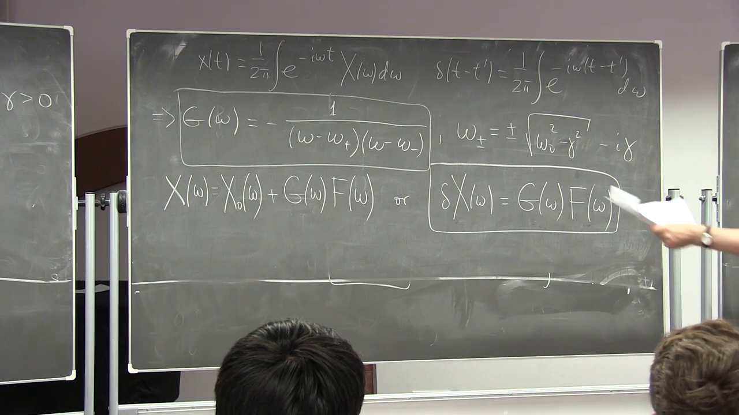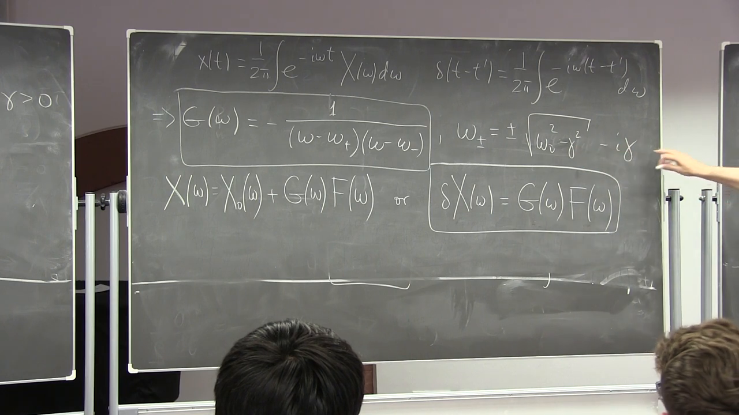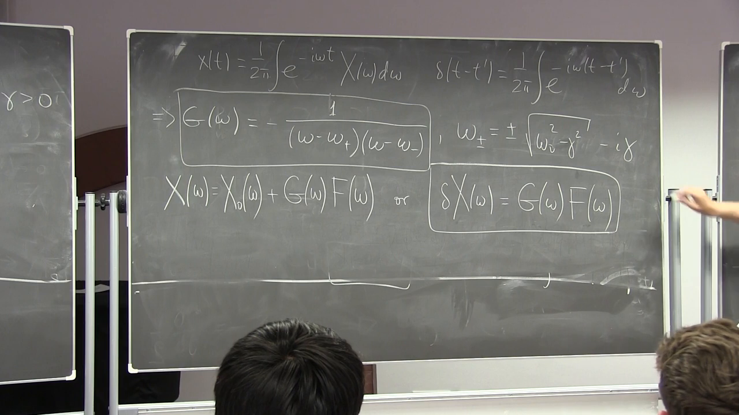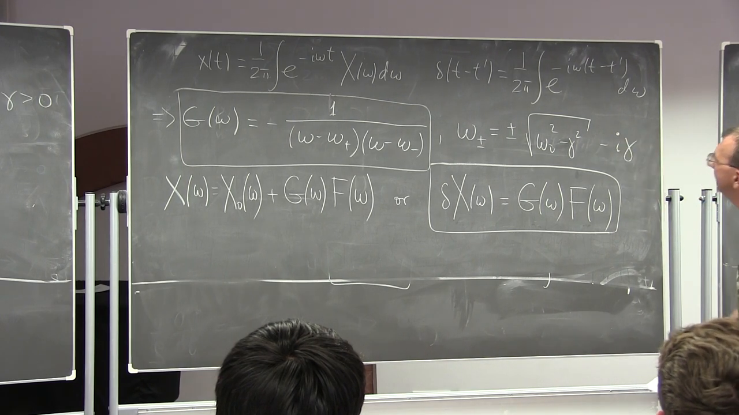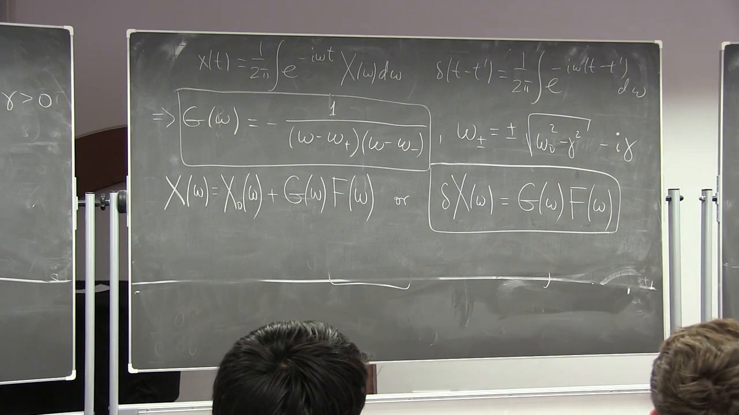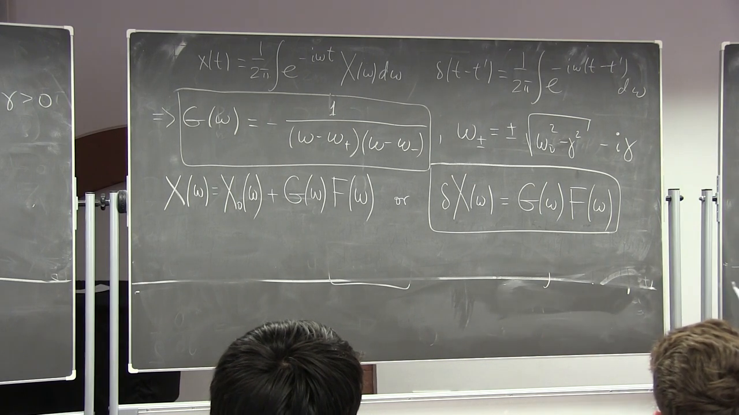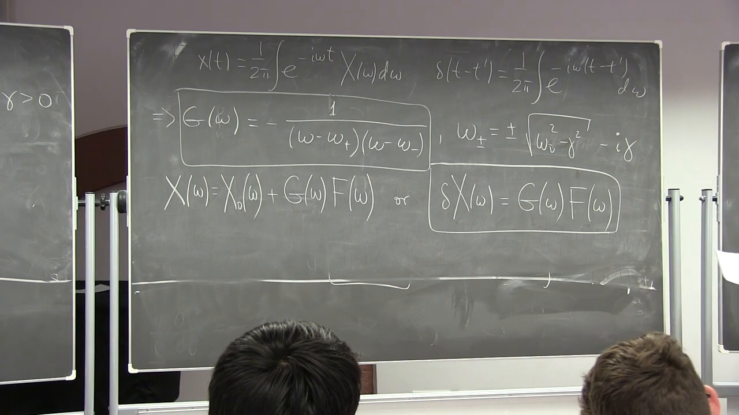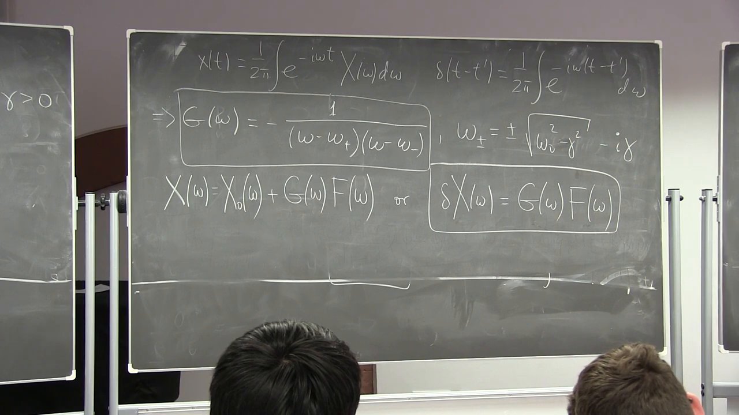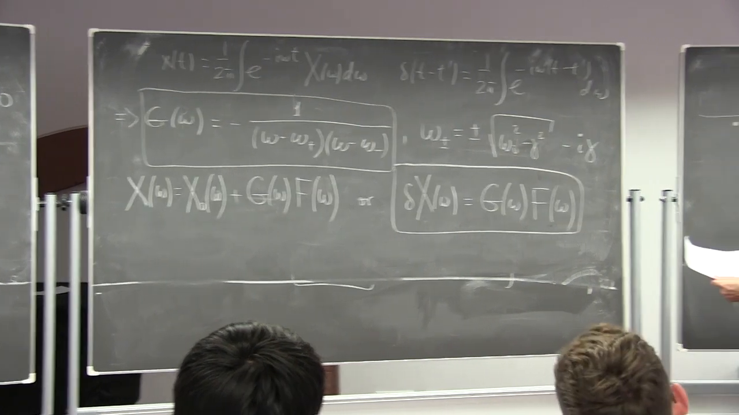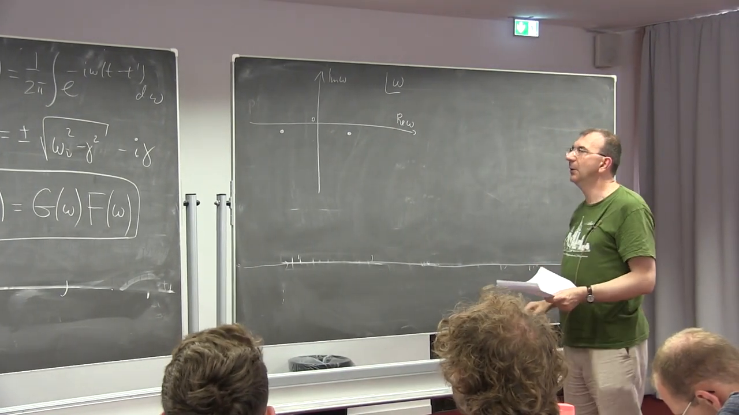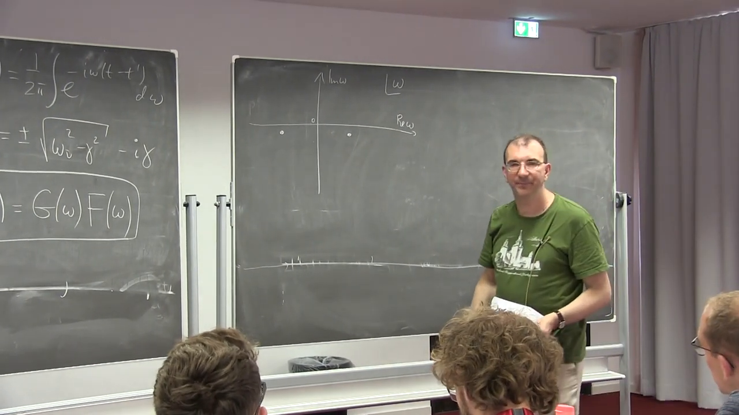So let's just look for a second at how this function actually behaves. It's written explicitly here, and the roots are also written. So it has two poles, right? In the complex plane, of course there is i here, and gamma is positive. It means that my two roots, my two poles, will lie in the lower half plane. If this is the imaginary part of omega, and this is the real part of omega, then my two roots generically will be located in the lower half plane of frequency.